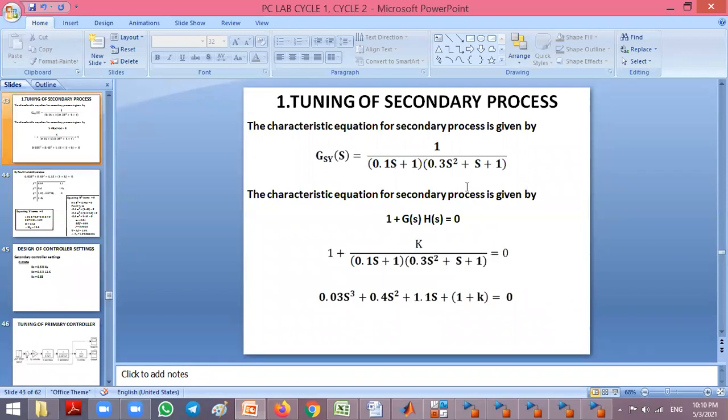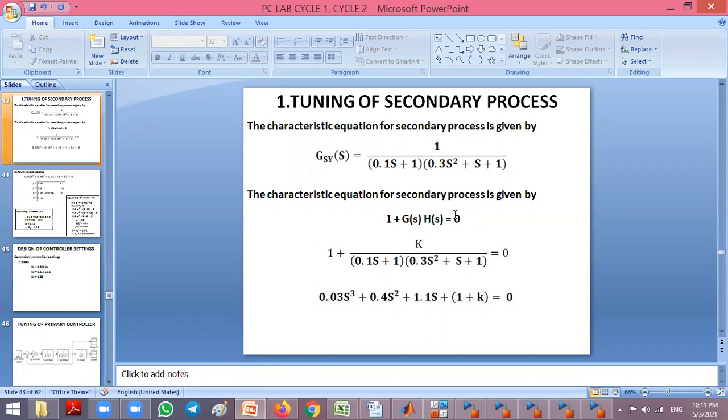So we have to write the characteristic equation. The characteristic equation is given by 1 plus G of S H of S is equal to 0. Here H of S is taken as 1. We are considering the feedback loop with a gain of 1. The transfer function of the feedback loop is 1, so H of S is equal to 1.